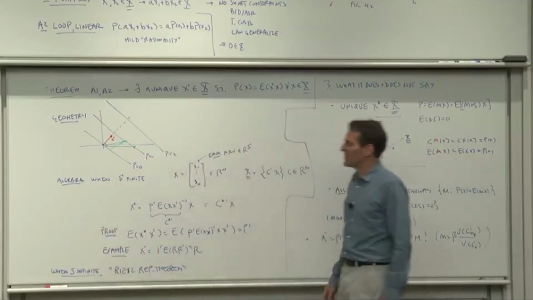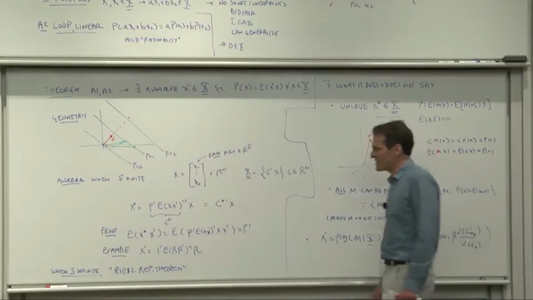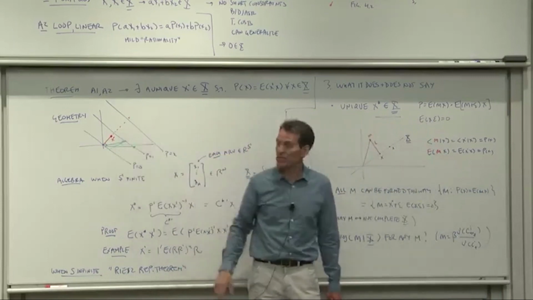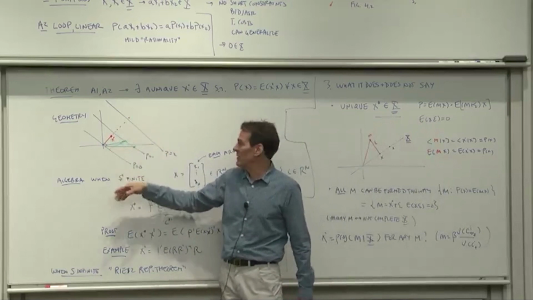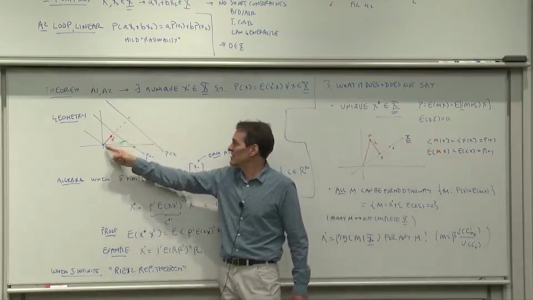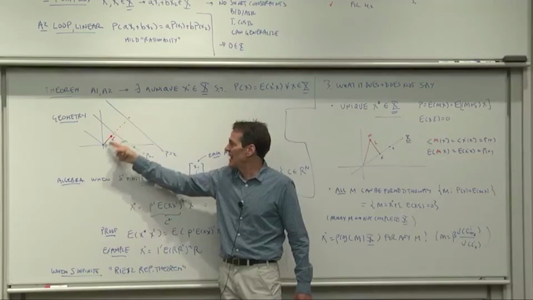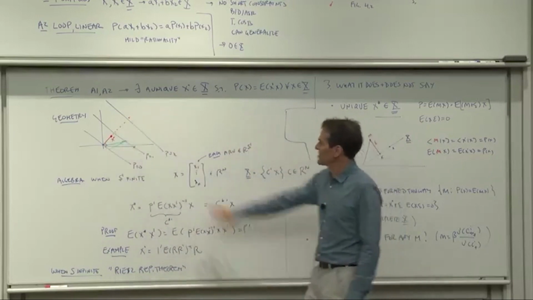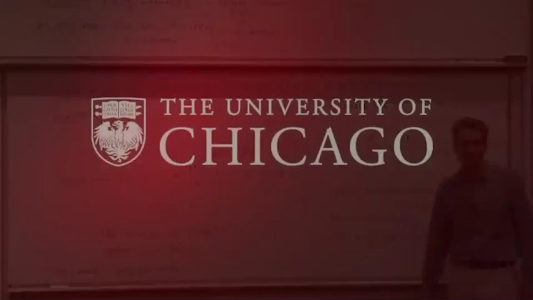What about when S is infinite? That takes a little bit more mathematics. It's called the Riesz representation theorem, and it basically states in infinite dimensional spaces that exactly this is true. In an infinite dimensional space, there is still always an element of that space which can generate a linear functional. So it's just that, but with infinite dimensions.